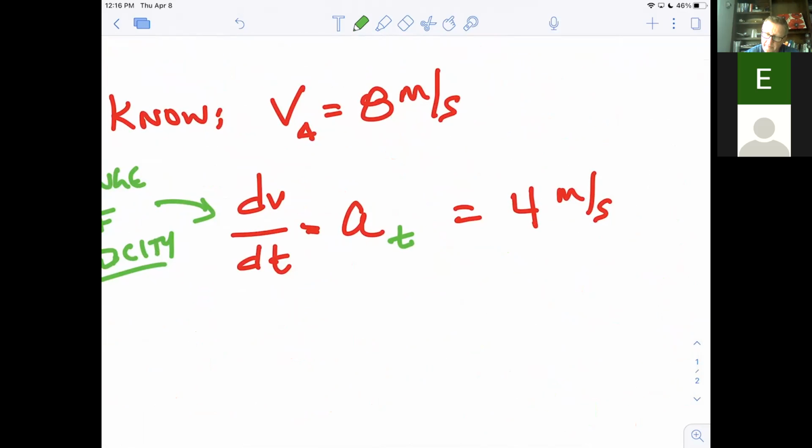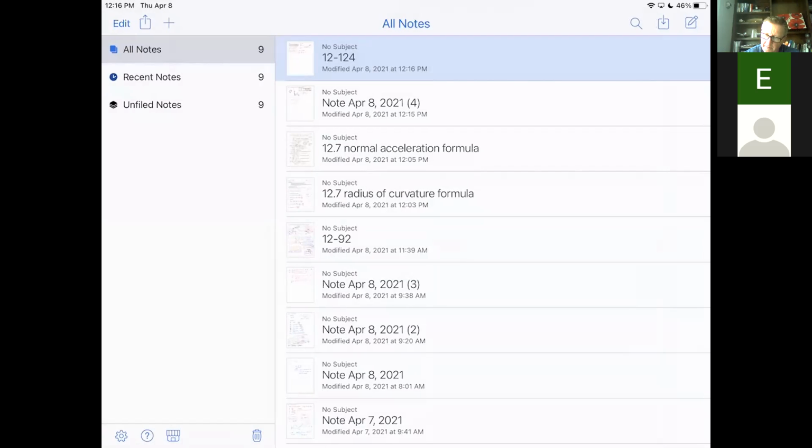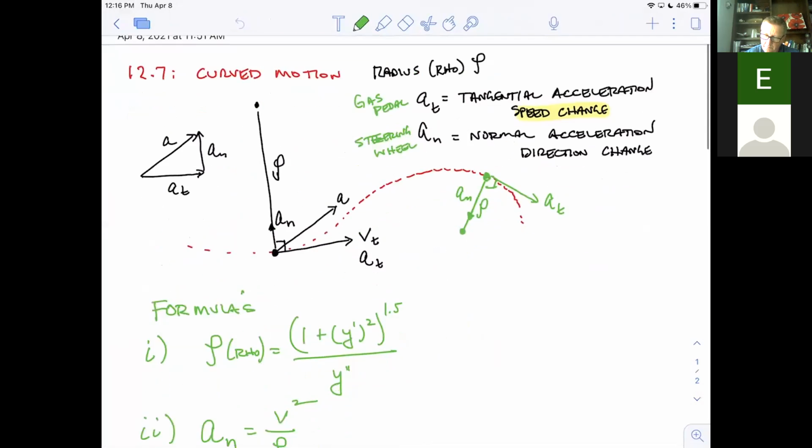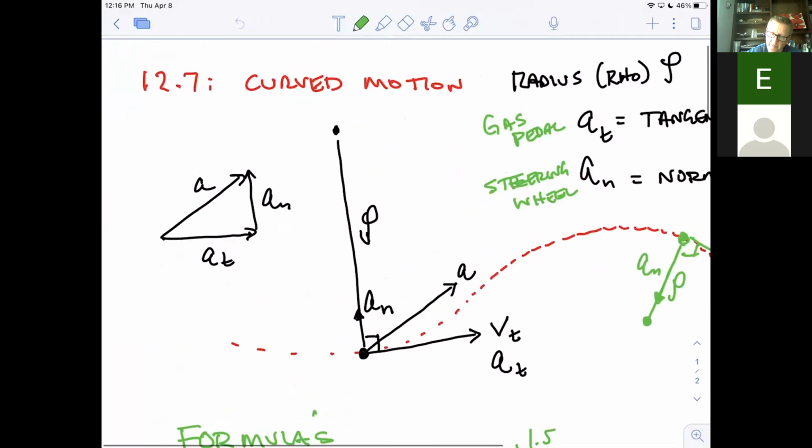Well, remember what they're asking me for here is they're asking me for this. They want the acceleration. They didn't say tangential. They didn't say normal. They said, what's the acceleration? So in order to know that, because of the Pythagorean theorem, I have to know acceleration tangential. Oh, I know that. That was 4. But I'm going to have to know acceleration normal too. I don't know that. I'm going to have to figure that out.